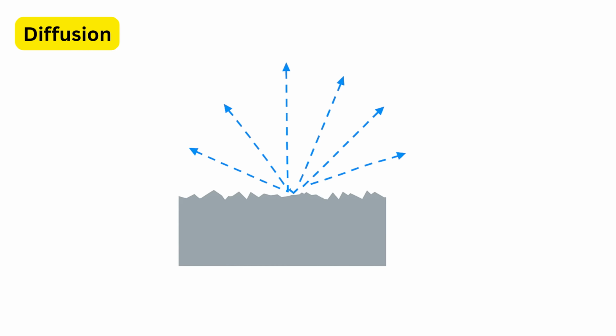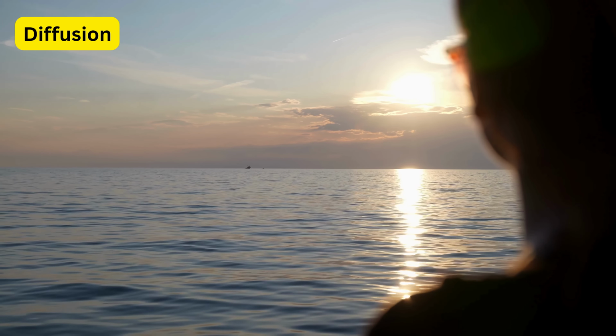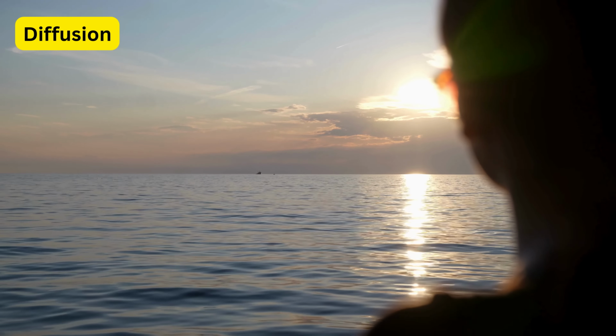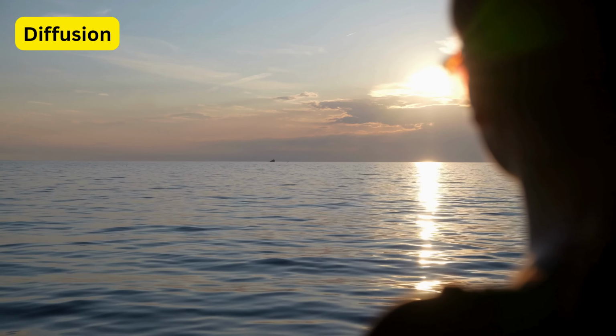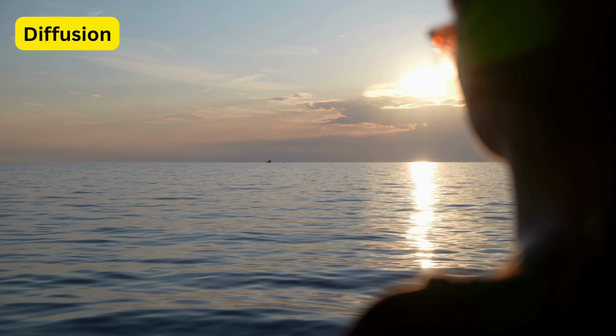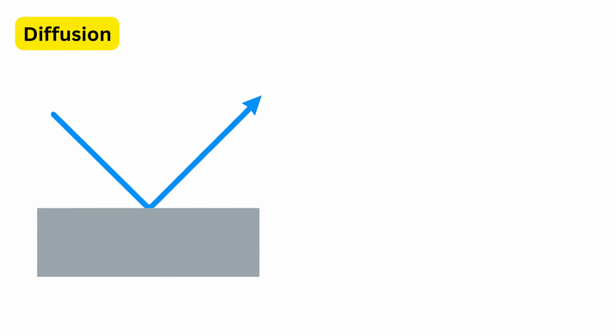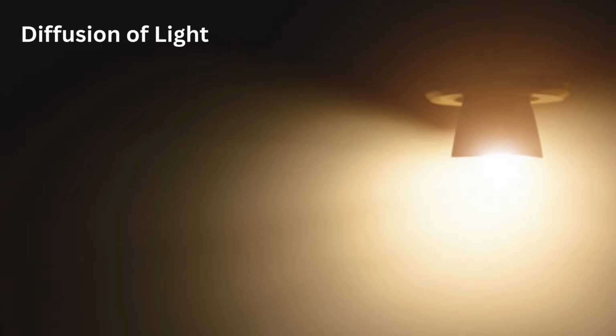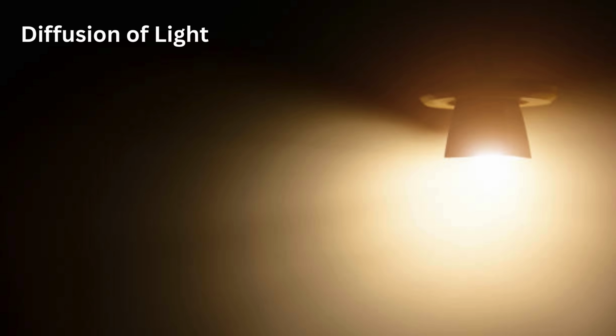Diffusion. Diffusion of light happens when light hits a rough or uneven surface and scatters in many directions instead of bouncing back neatly. That's why you can see everything around you, even when the light source, like a bulb or the sun, isn't directly in your line of sight, as light spreads out and fills the space. A polished mirror gives a clear reflection because its surface is smooth, but a wall or paper has tiny irregularities that scatter the light in all directions, creating what we call diffused reflection.